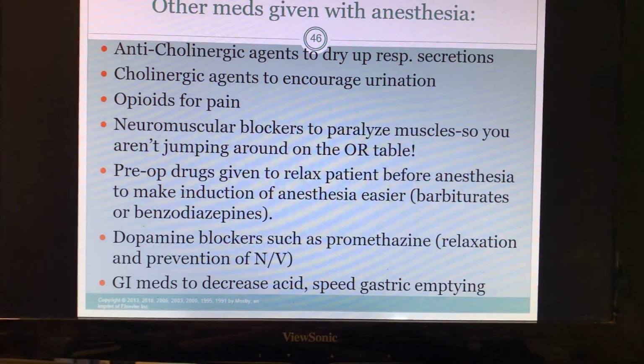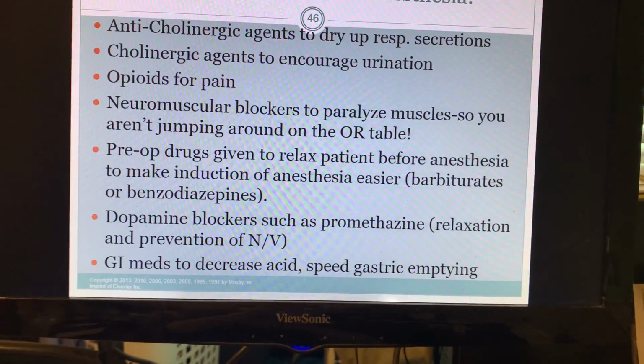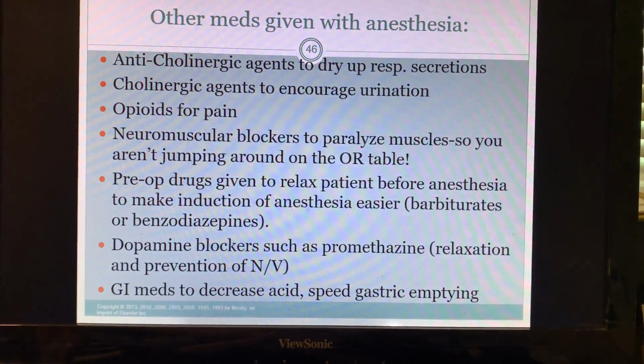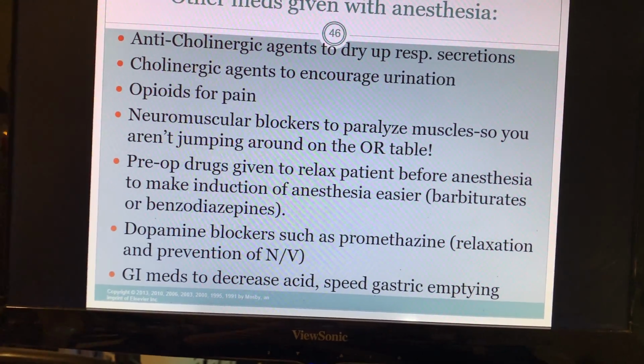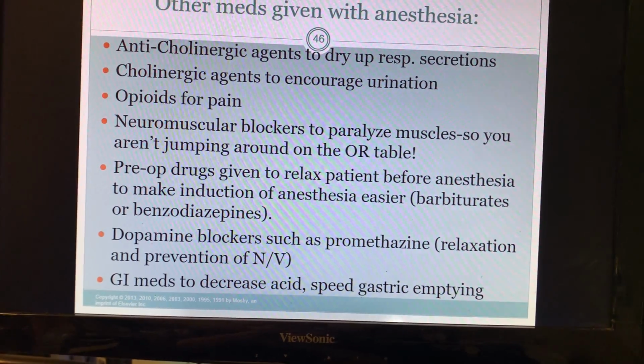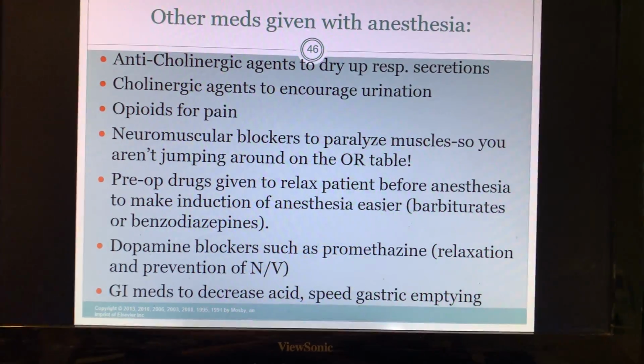Doctors might give dopamine blockers such as promethazine, Phenergan, to relax and also to prevent nausea and vomiting. And sometimes they'll give GI meds to decrease acid or to speed gastric emptying.